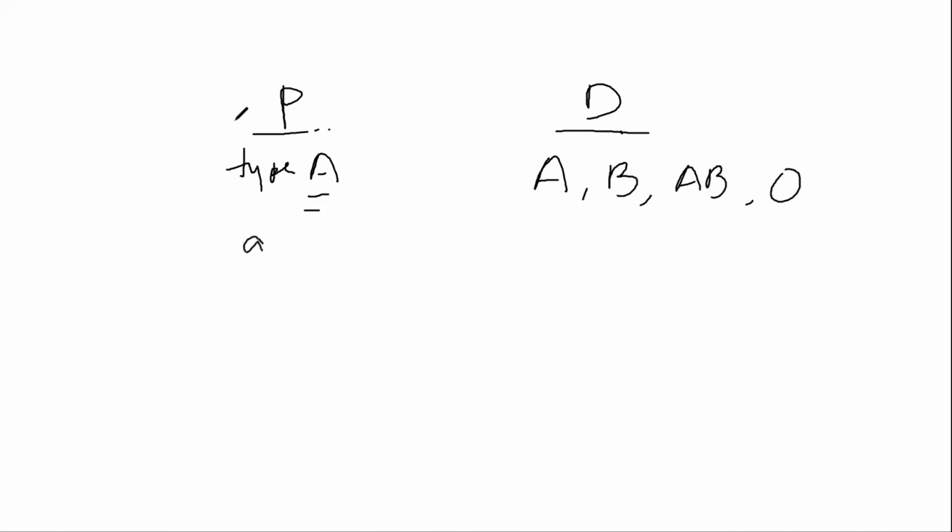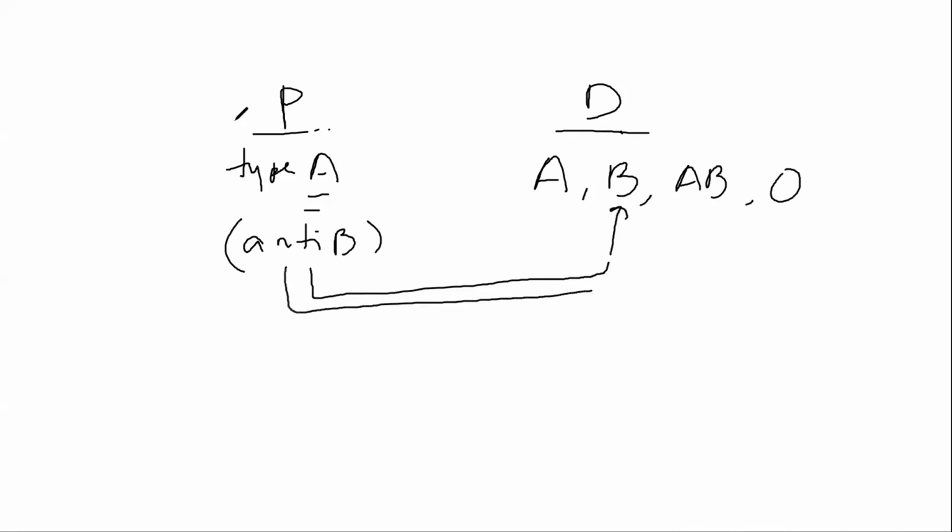The patient has anti-B antibody in this type of blood, which cannot react with antigens on the donor side. So if you have anti-B here, it's going to react with this B antigen. If you have anti-B here, it will react with this B antigen. So these two types cannot be used as donor's blood.